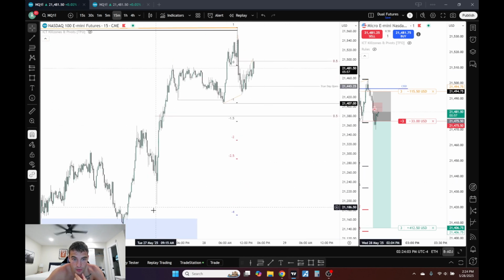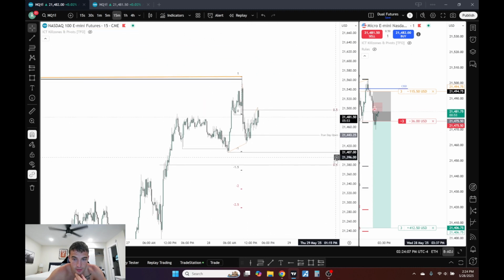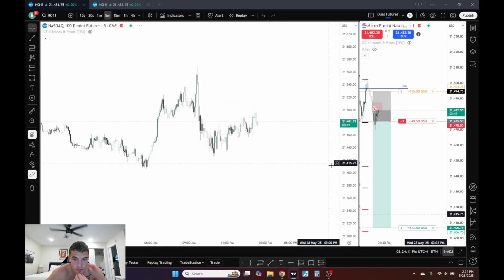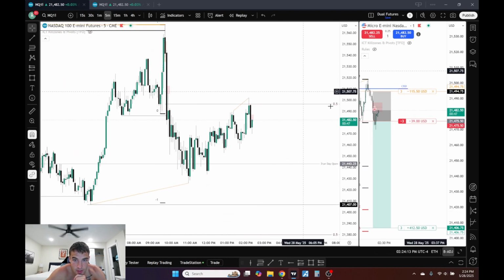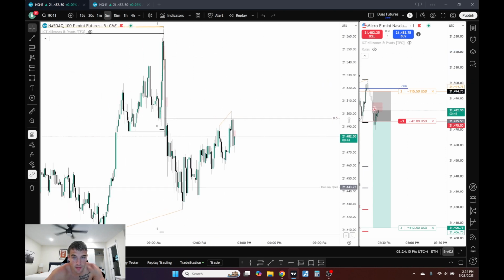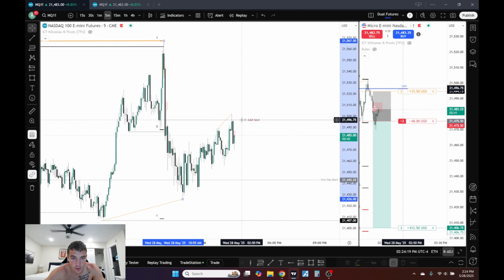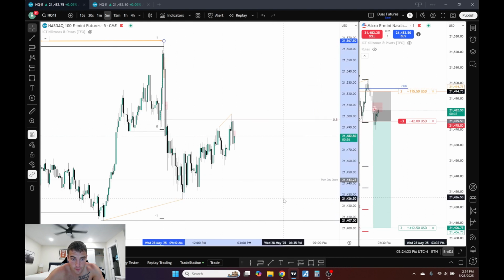I think we're more likely going to drop down further into this range. So I'm in on some shorts. And the entry model was basically we ran back up to a premium here, so the 50% mark of this range here.